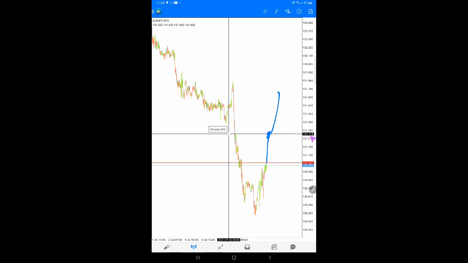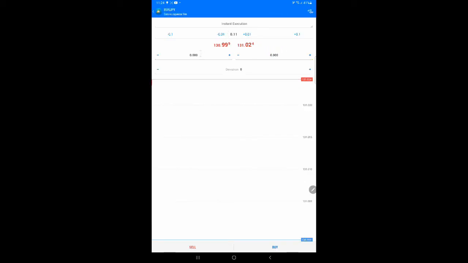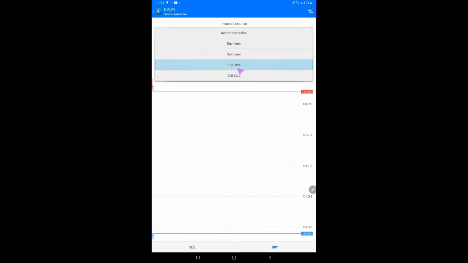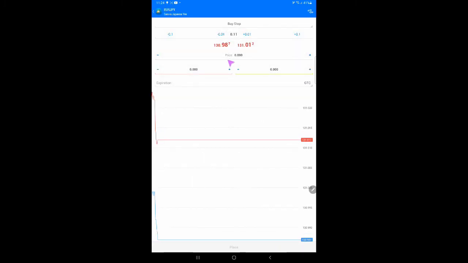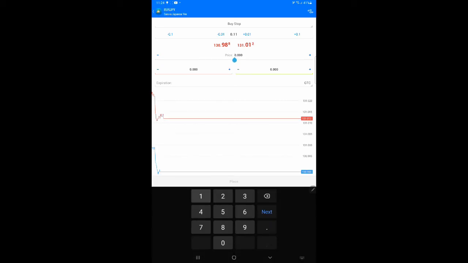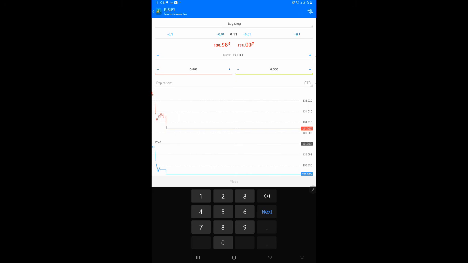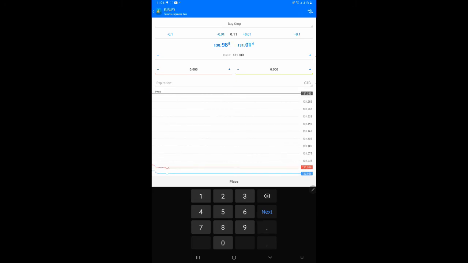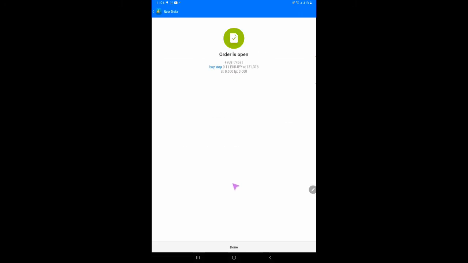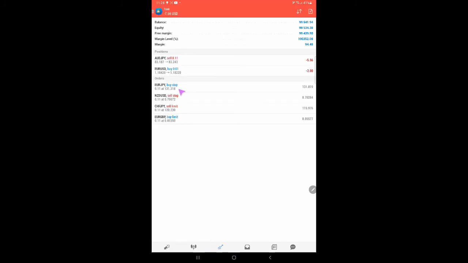So now I'm going to choose this point as my entry price. 131.318. I'll go to my price, 131.318, and I'll choose my buy stop. So I'll click here. I have 131.318. So I click place. All right, now I'm in the order, so I have my buy stop here.